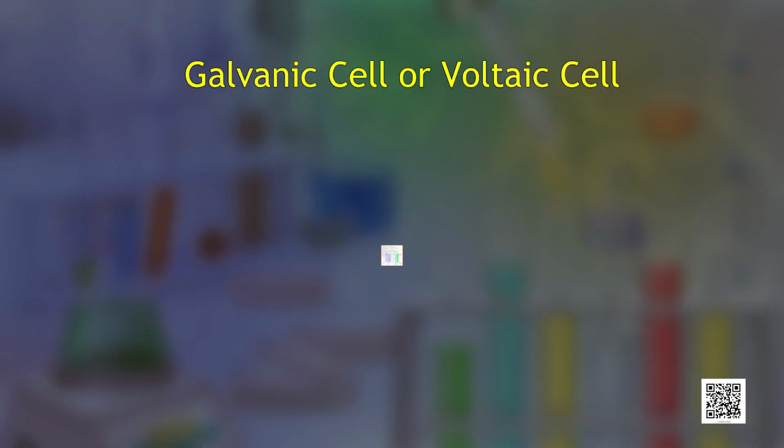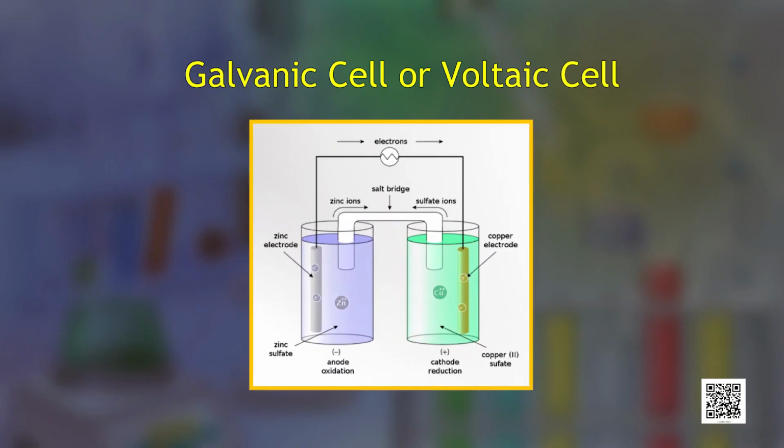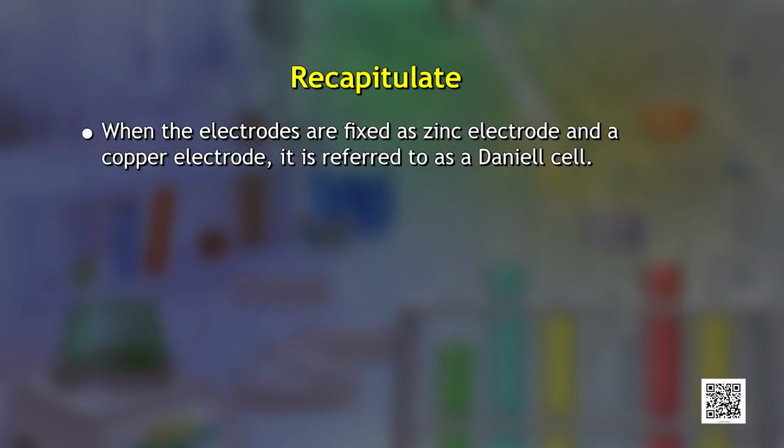derive the relation between standard electrode potential of the cell, standard Gibbs energy of cell reaction and its equilibrium constant. From the previous discussion on electrochemical cells, we know a galvanic cell is also referred as a voltaic cell. The electrodes are fixed as zinc electrode and a copper electrode. It is referred to as a Daniell cell.